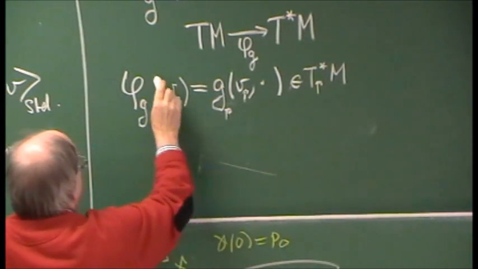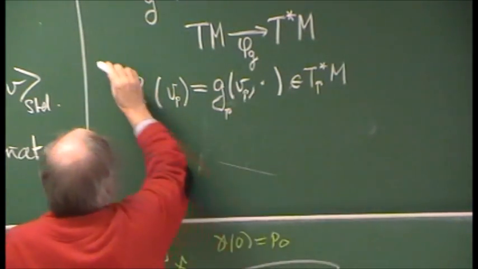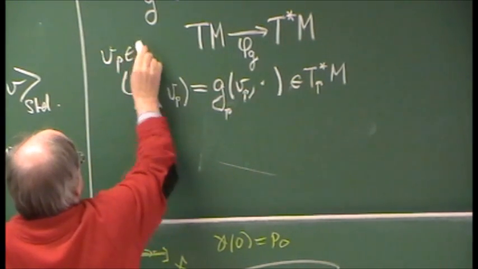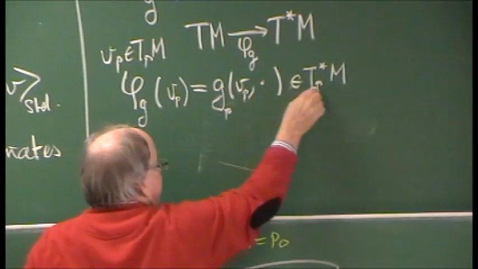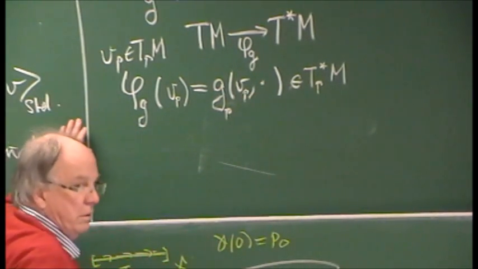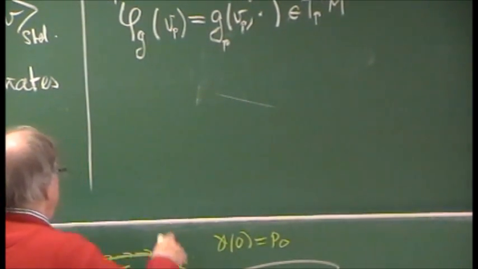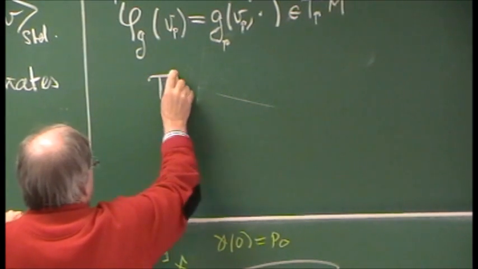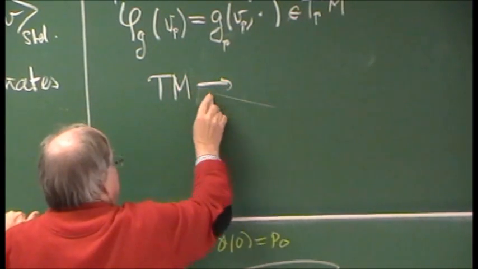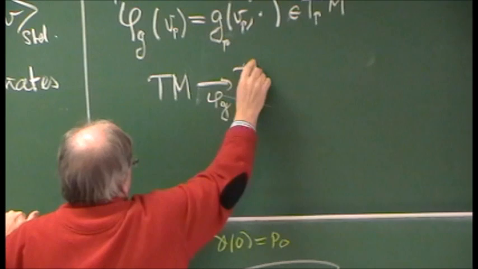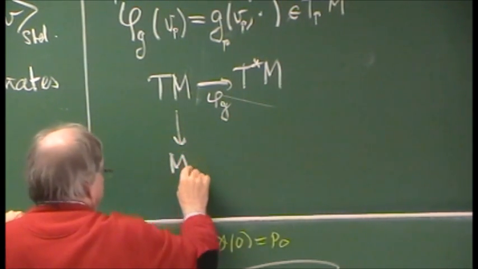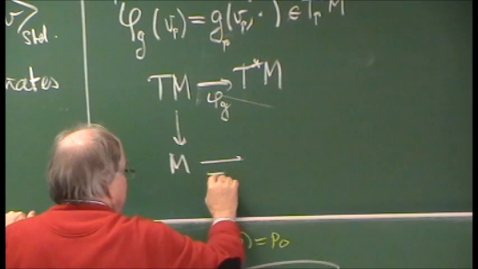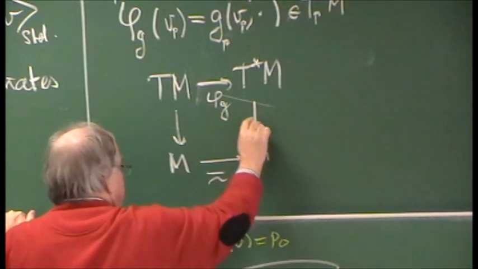So it says if you take a vector Vp in the tangent space of the manifold, you get a covector in the cotangent space. And this is a bundle mapping. It's a bundle isomorphism. So this gives us a bundle isomorphism of the base. It doesn't do anything on the base. So it really is an isomorphism.